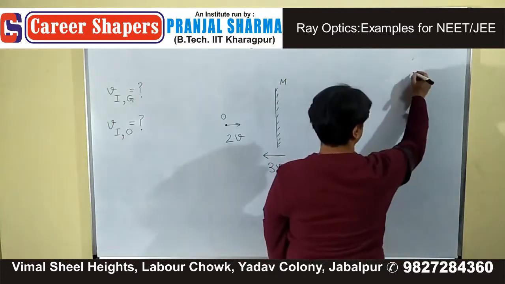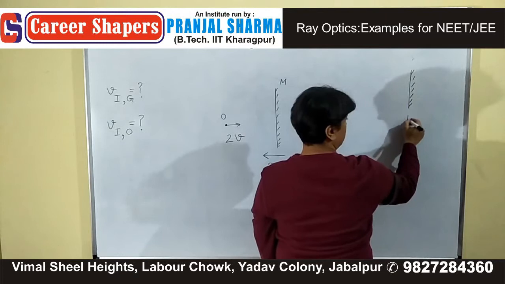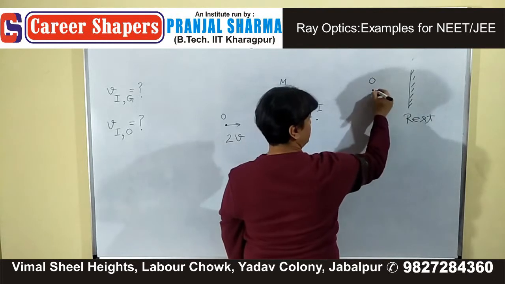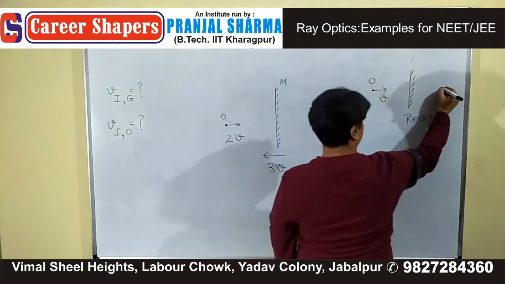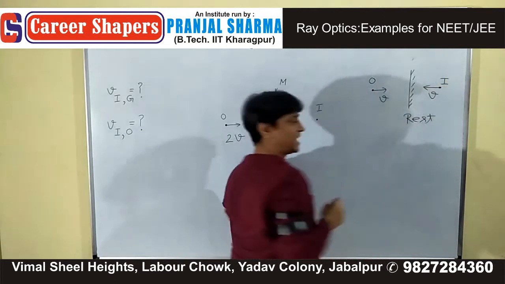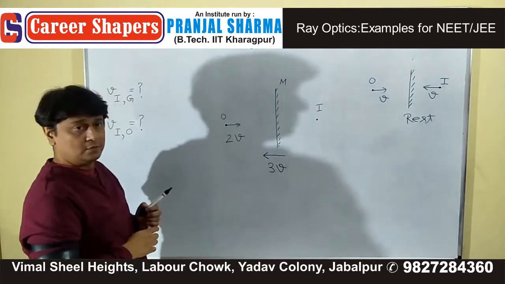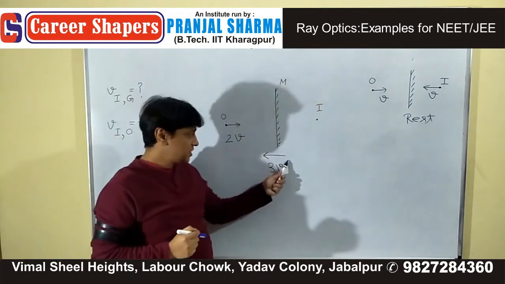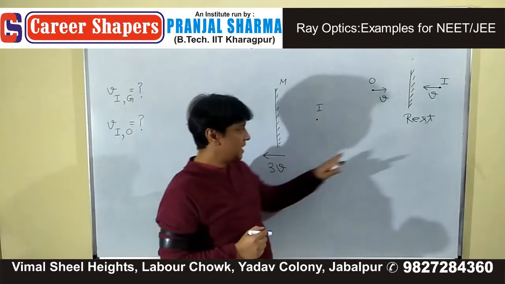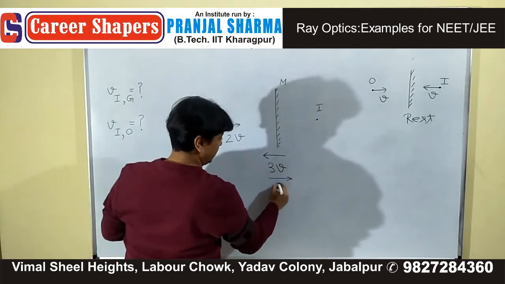The only thing we know is this. If you want to use a trick, you just need to remember this part. If mirror is at rest, and the object is moving with V, then image also moves with same velocity V. That's what we know. Now, this mirror is moving with 3V. If this mirror is moving with 3V, let's bring this mirror at rest. And to bring it at rest, give it 3V in this direction.